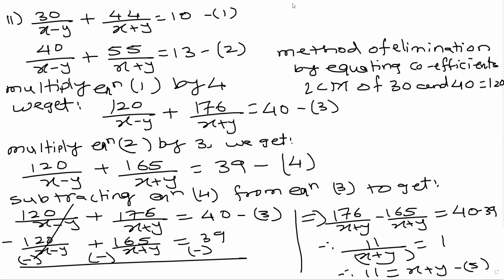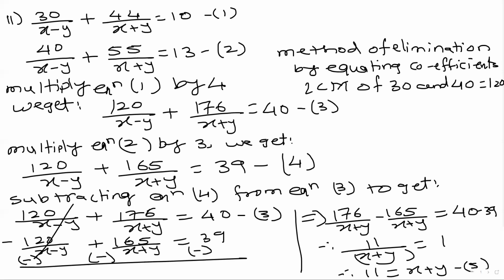Please write down up to here. So if you have x plus y is equal to 11, what should be done? Can we substitute in one of the equations? Absolutely. Which would you prefer, first or second? Second one. Anyone is correct, because 44 is divisible by 11, 55 is also divisible by 11. So anyway, we'll substitute x plus y in equation 2.